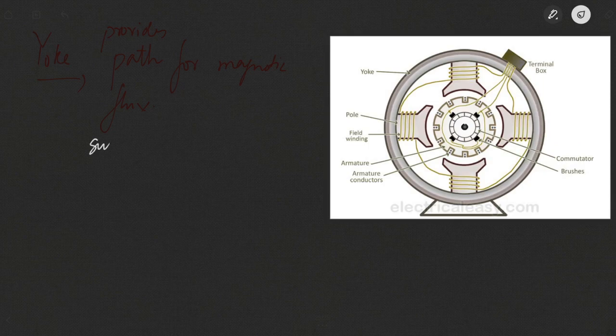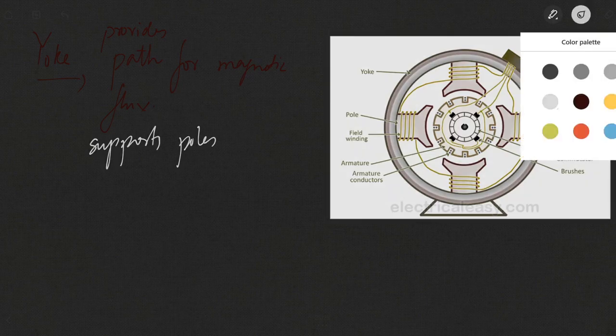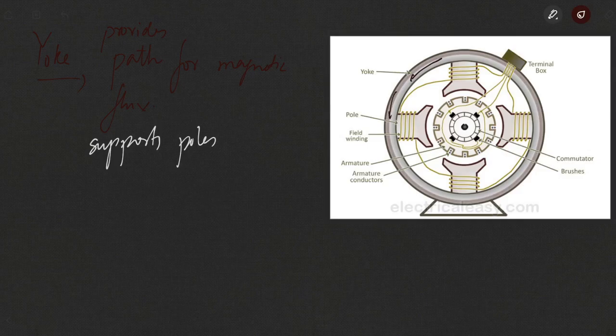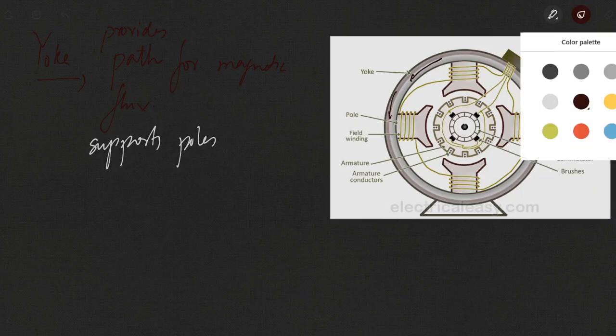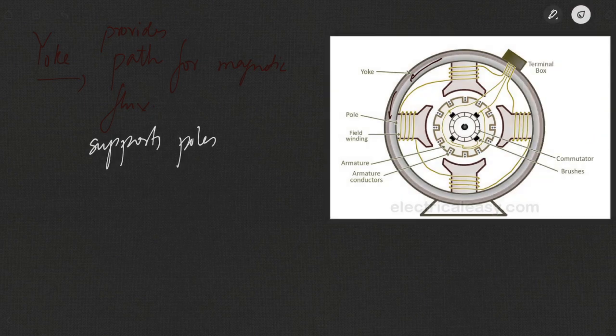The yoke supports the poles and allows the windings to be wound on the poles, and it also provides the path for magnetic flux. So the magnetic flux will be moving through the yoke, through this part. The magnetic flux will not be moving in the frame of the electrical machine. So this is about the yoke. It supports the poles and allows the field windings to be wound on the poles.